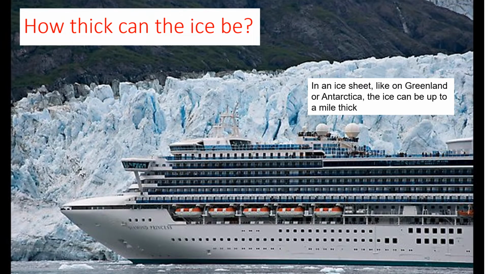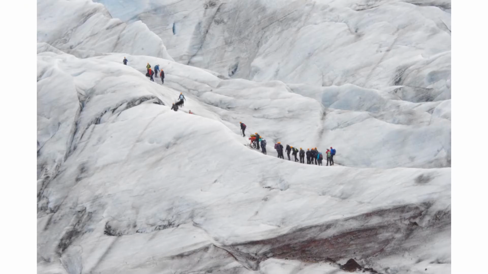Now, how thick can this ice be? Well, in an ice sheet, which tends to be bigger than the mountain and valley glaciers, like in Greenland or Antarctica, the ice can be up to a mile thick. I like this picture because it's got a cruise ship, and if you've ever been on one of these, you know how big these things are. And there's the end of the glacier right there behind it. So we're not talking about little chunks of ice, they're quite large.